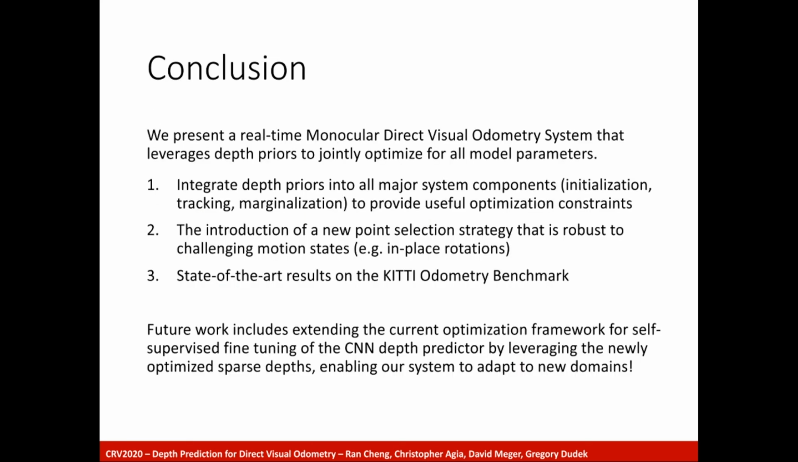In conclusion, we present a real-time monocular direct visual odometry system that leverages depth priors to jointly optimize for all model parameters. We do this by integrating depth priors into all major system components, such as initialization, tracking, and marginalization. And we use the depth priors to provide useful optimization constraints. We also introduce a new point selection strategy that is robust to challenging motion states, such as in-place rotations. And we show that our method provides state-of-the-art results on the KITTI odometry benchmark.